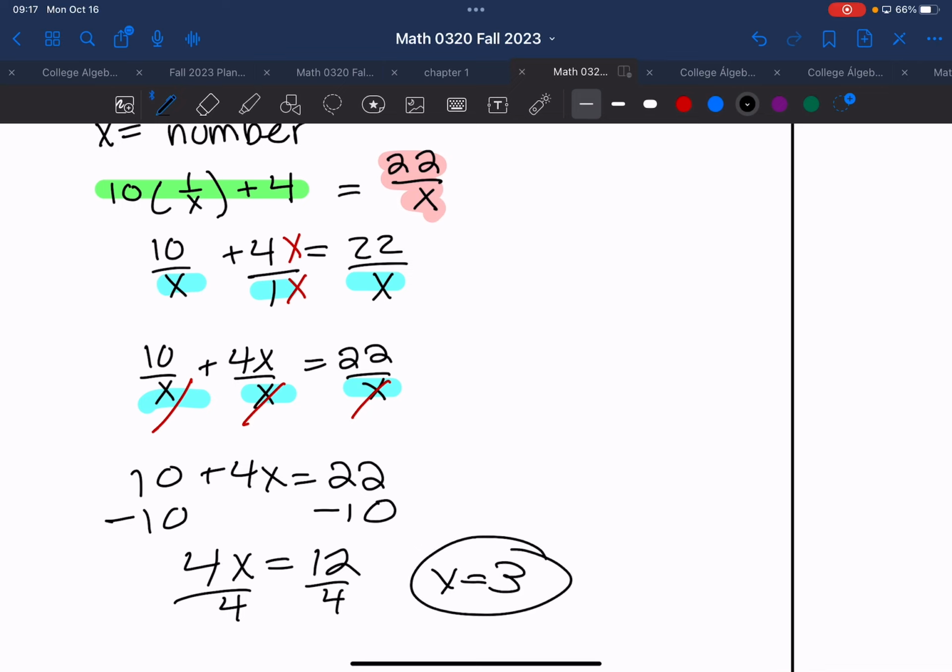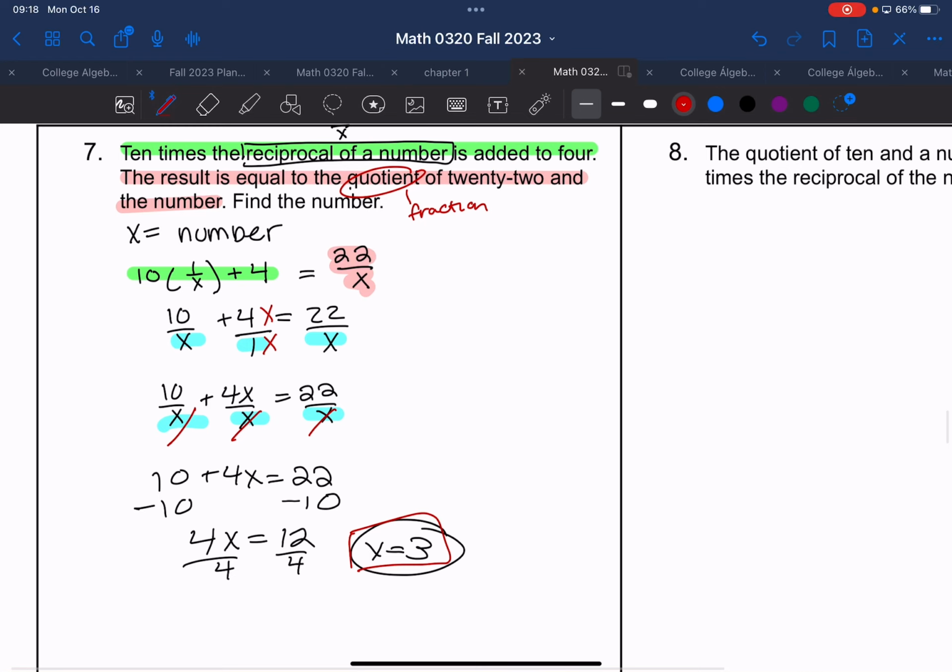Okay. We still got to go check if we have any variables in our denominator. Do we have any variables in our original denominator? If we plug 3 into that variable, will we get 0? No, so that means x equals 3 is our answer. Okay. Since this is a word problem, we have to write our answer as a what? Sentence. So the question here was find the number, so we would say the number is 3.